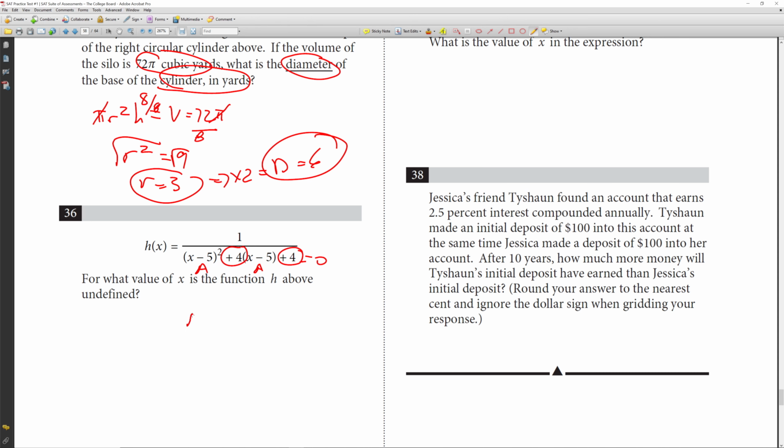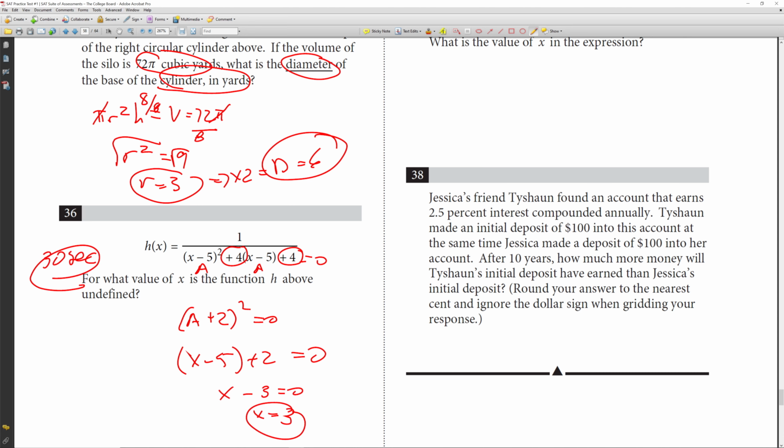So what you could do is a plus 2 squared is equal to 0, and a of course is x minus 5 plus 2 is equal to 0, because you could use either term and set it to 0. So you solve for that. x minus 3 is equal to 0, x is equal to 3. So in reality, this is a 30-second problem. As you can see, it's not that difficult at all.